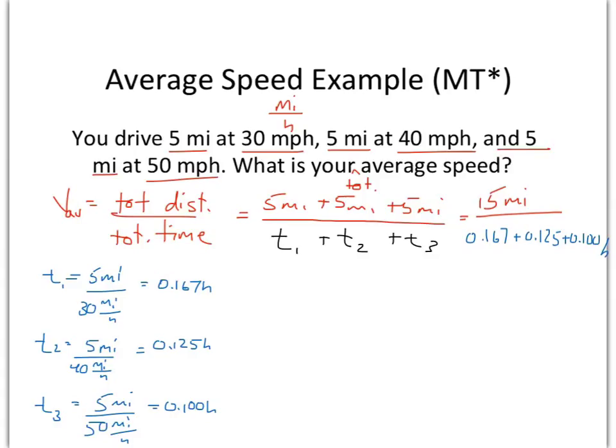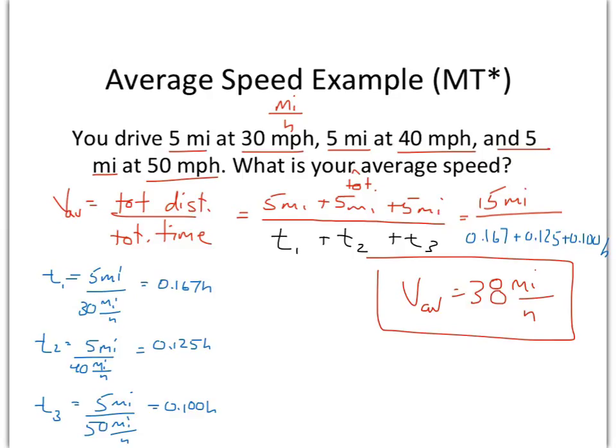Now, I rounded that to 2 digits right there. So V average equals 38 miles per hour. And that is the average velocity of that whole trip. So if we were to take all those different velocities and different distances and average them out, that's what we would have. So somewhere between 30 and 40 sounds about right. All right, so that's an average speed example that we use by solving for the times here, by taking distance over velocity, getting our times and putting our total distance over our total time, and we have our total average velocity.